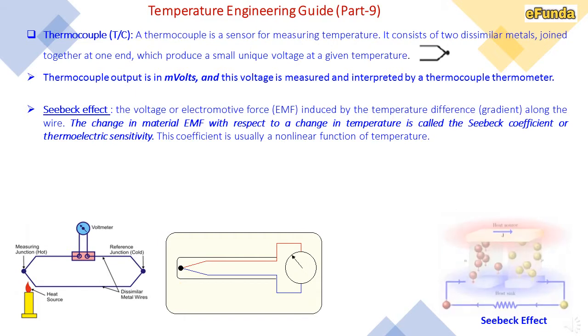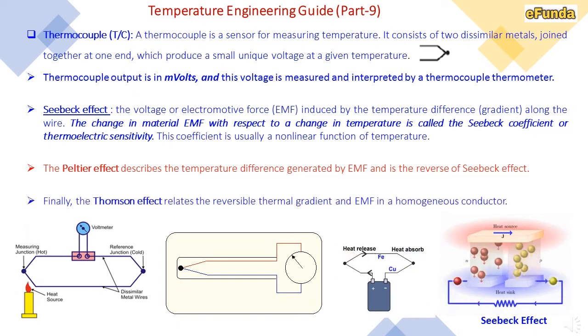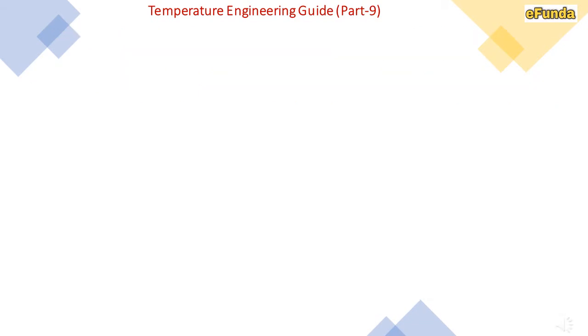One can see in a figure the Seebeck effect animation. You can see how the movements take place. The Peltier effect describes the temperature difference generated by EMF and is the reverse of the Seebeck effect. Finally, the Thomson effect relates the reversible thermal gradient and EMF in a homogeneous conductor. One can see in the animation below. This is how the thermocouple works.